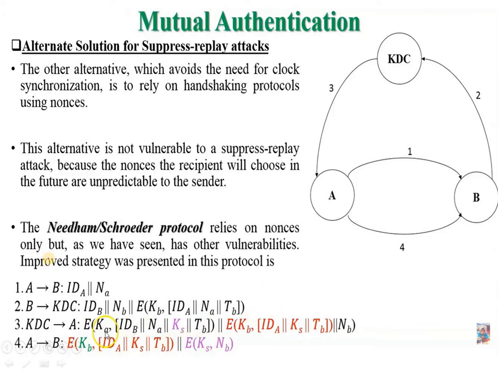You can see here A to B. So A will send the message to B. What does it share? It shares the ID of A, KS, that is the session key, and the timestamp of B, which is encrypted using B's master key. And also it will share the session key KS and the nonce of B. Both the session key and the nonce of B are encrypted.